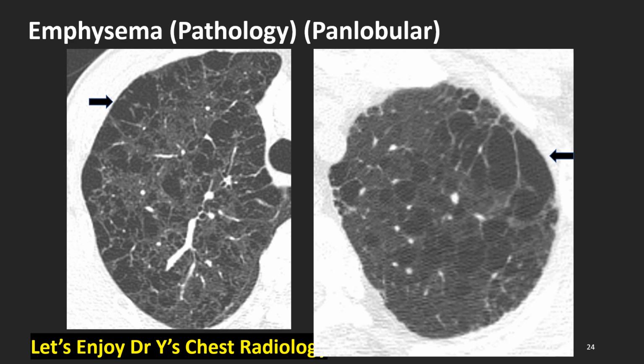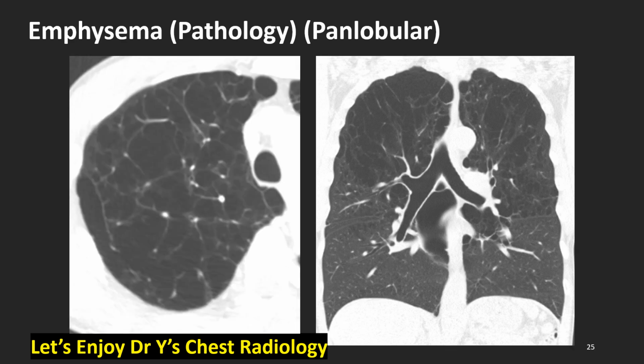Emphysema pathology, panlobular. Black arrows indicate panlobular emphysema. Emphysema pathology, panlobular. These two patients show panlobular emphysema.